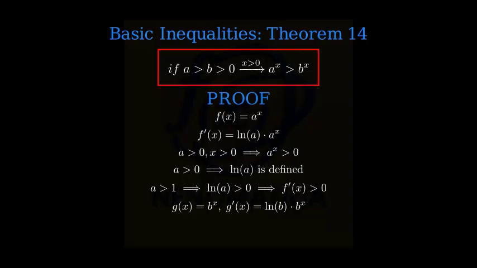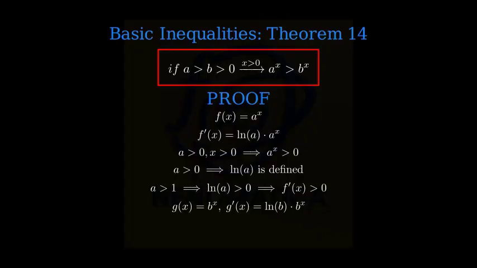Now, since a is greater than b, and both are greater than 0, and we're considering x greater than 0, we can compare the values of a to the power of x and b to the power of x. Since both functions are strictly increasing for a and b greater than 1, and a is greater than b, we can conclude that a to the power of x is greater than b to the power of x for any positive value of x. This proves our first theorem.